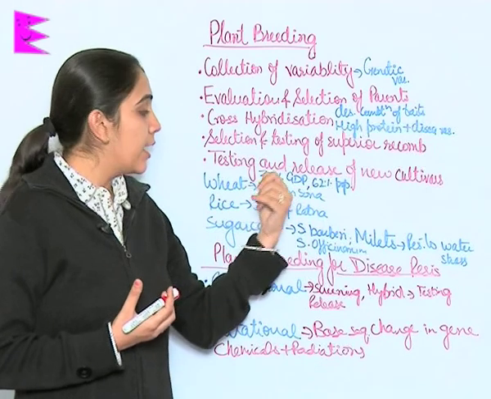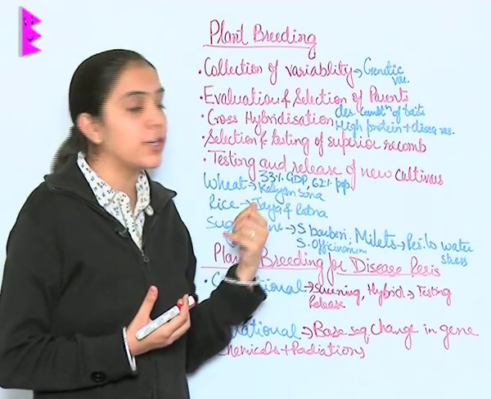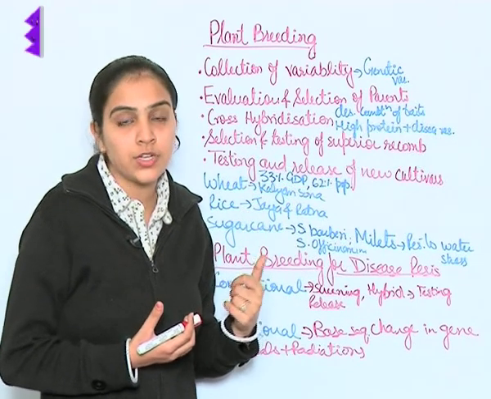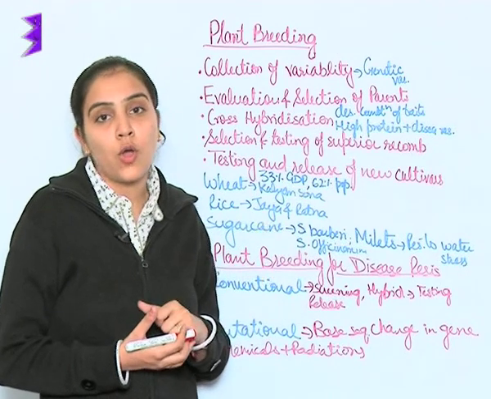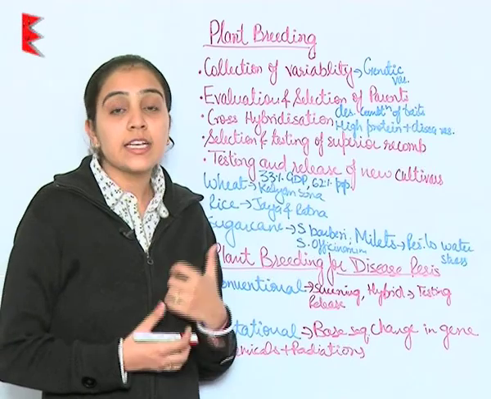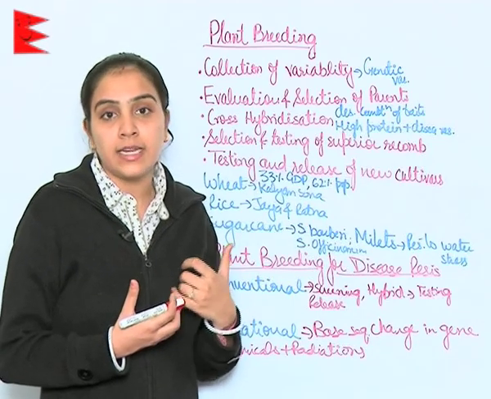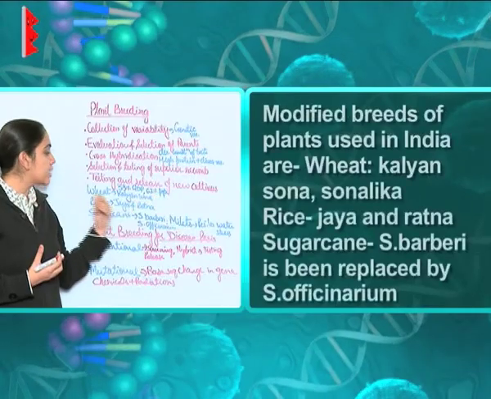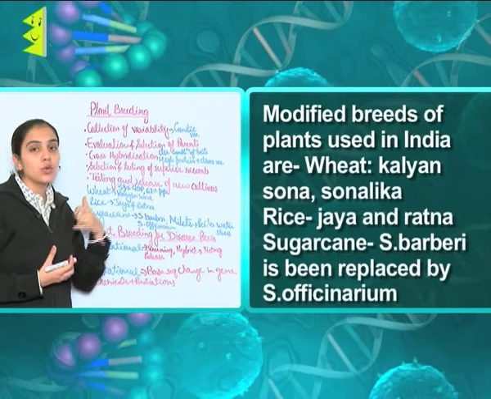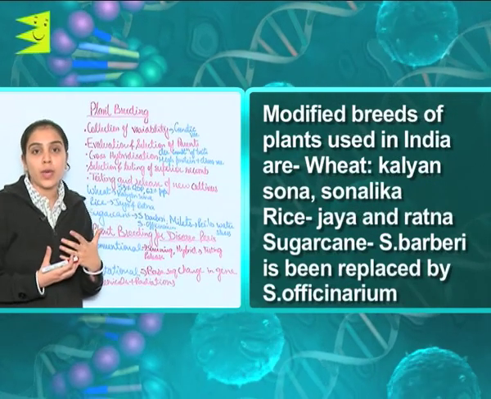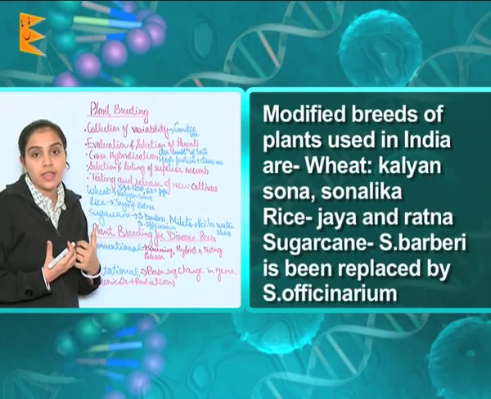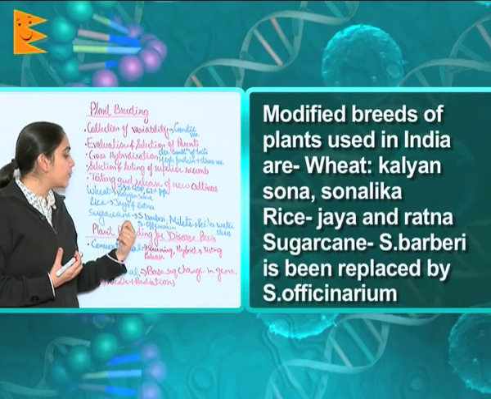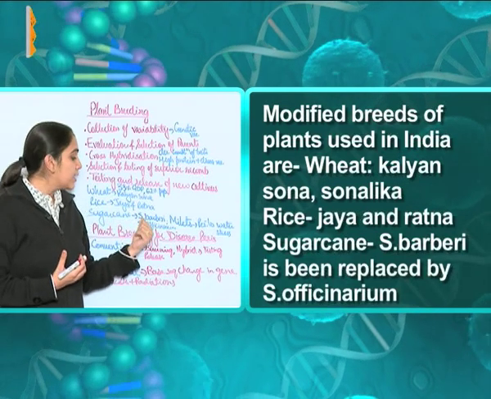In India, 33% of GDP is through agriculture, and agriculture provides employment to 62% of the population. Hence, the Green Revolution impacted India a lot. In case of wheat, Kalyan Sona and Sonalika, two different varieties, came into light, and in case of rice, Jaya and Ratna were produced. In case of sugarcane, initially S.